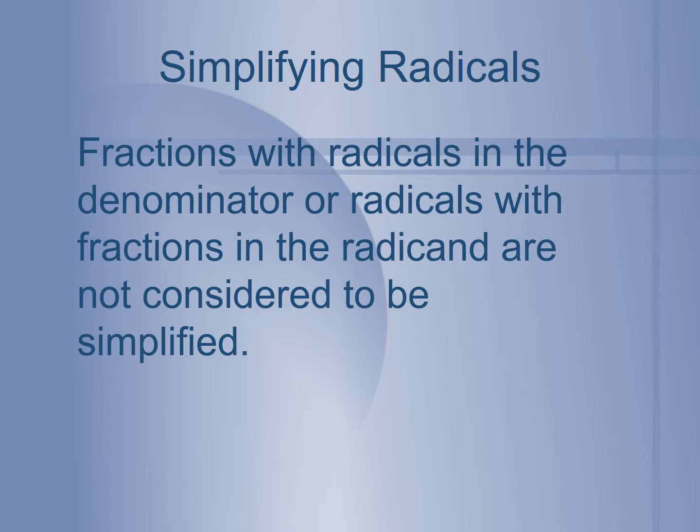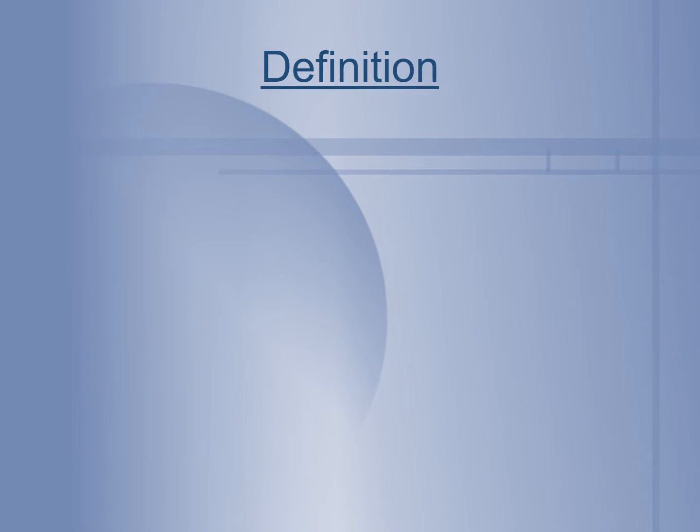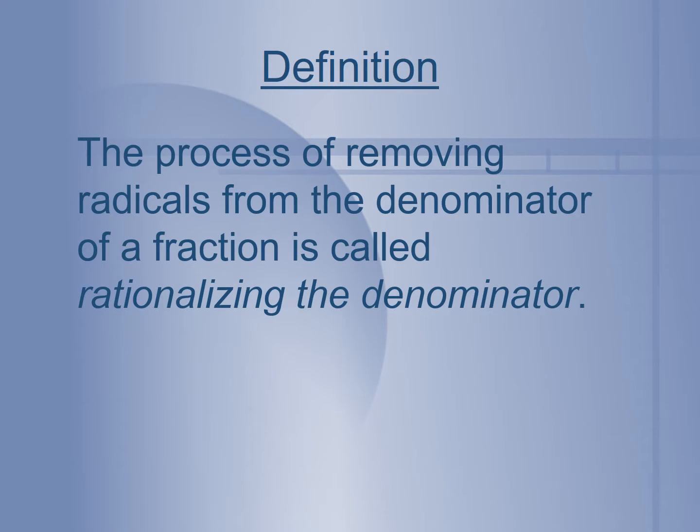Now, fractions that have radicals in the denominator or radicals with fractions in the radicand are actually not considered simplified. So if we have one, we have to take care of it. And the process of removing the radical from the denominator is called rationalizing the denominator. So this is a term and a verb that we have to get used to because we'll be using it. It's called rationalizing the denominator.